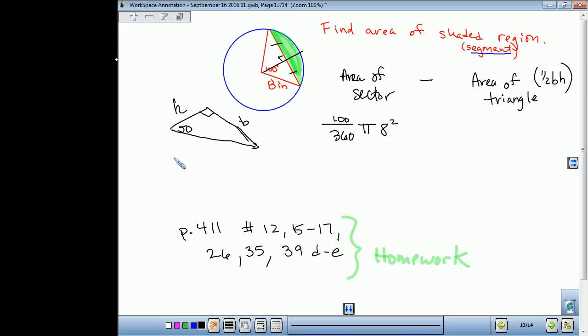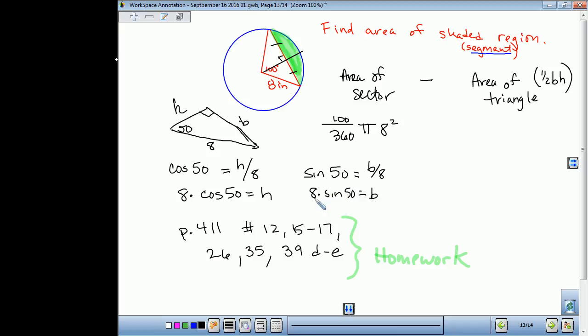Okay, so we're going to use some trig. We know that the radius is 8. So to find h, that's the adjacent side. So it would be cosine of 50 equals adjacent over hypotenuse. So that becomes 8 times cosine of 50. The base of this little triangle, which we'll have to double, we can find using sine. Sine of 50 is opposite over hypotenuse. So it's 8 times sine of 50 when we solve. But we have to double this, really, to get the whole base.